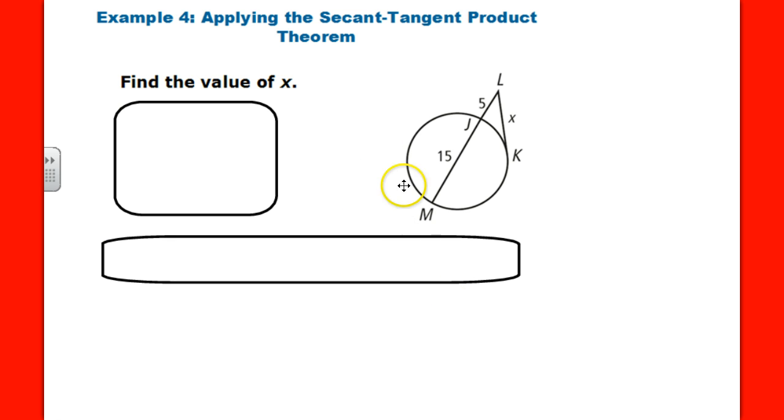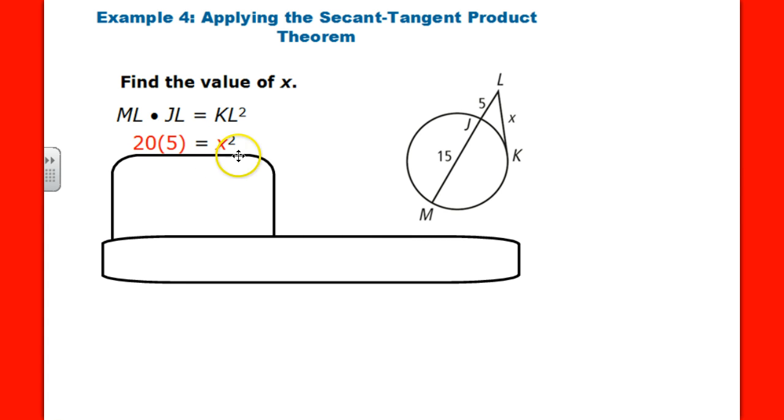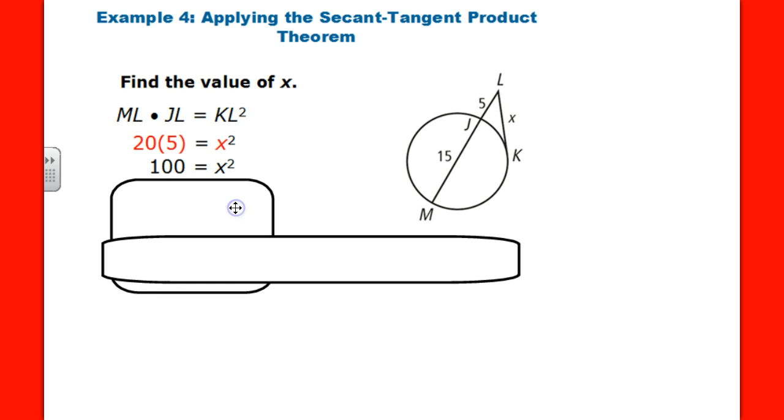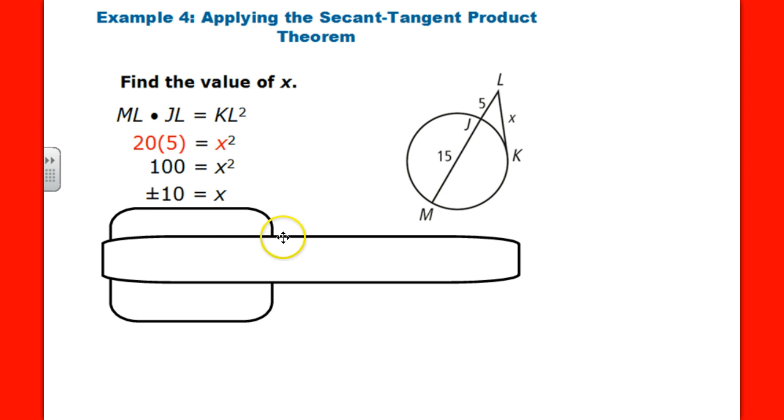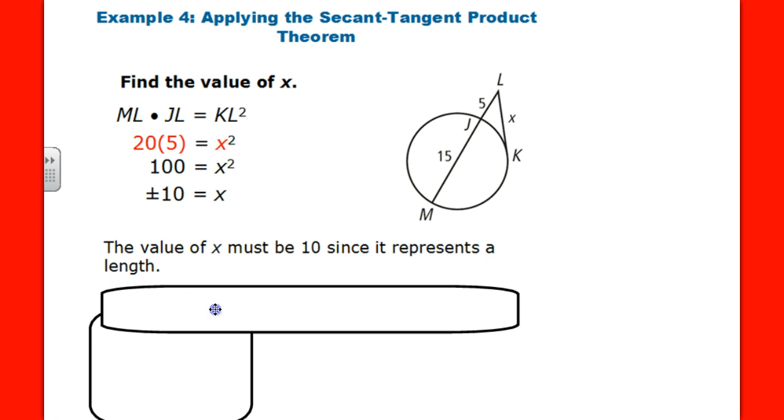So we are going to start again with whole times outside equals this tangent squared. So whole is ML, outside external secant segment is JL, times the tangent segment, KL squared. 20 times 5 equals x squared. 20 times 5 is beautiful 100. And the square root of 100 is plus or minus 10. Can a segment be negative 10 units long? Probably not. So we'll say 10, right? That is the value.